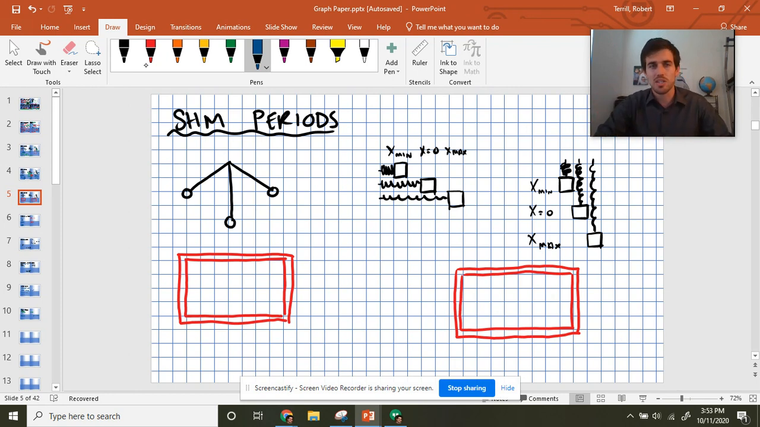So for a pendulum going back and forth, it is important for us to think about what variables could affect it. One variable that would affect it would be the length of the string. If the length of the string is very, very short, then the pendulum doesn't have to move very far. It's only moving a small amount back and forth, which means it doesn't take that long to do it.